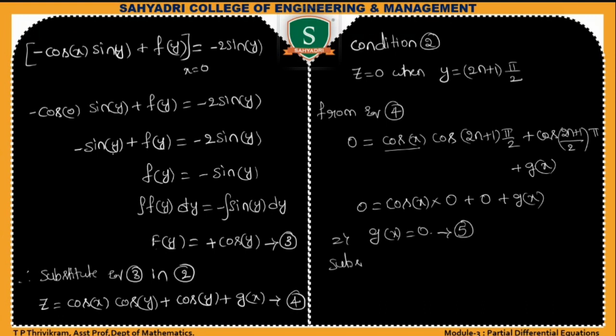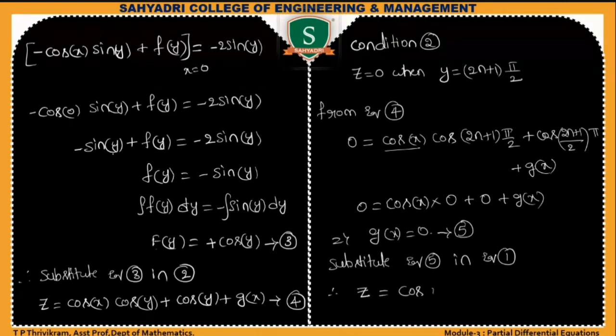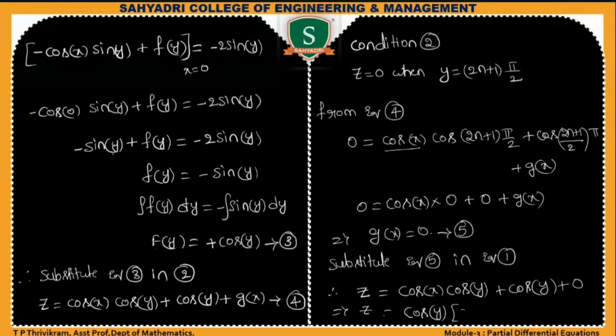Substitute equation 5 in equation 4. Therefore z is equal to cos x into cos y plus cos y plus 0. So the required solution is z is equal to cos y, you can take common, into (cos x plus 1). So this is the required solution which we want.